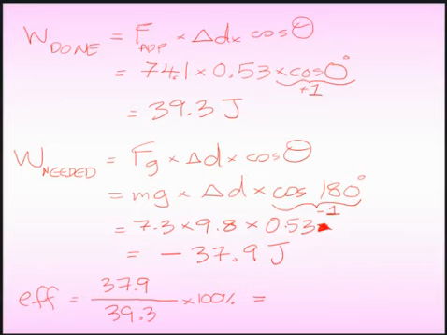90 what? Okay. What's the sig fig situation now? Okay. Tell me what sig figs in the problem. 7.3 is 2. 53 is 2. So to 2 sig figs, what is your efficiency? 96%.